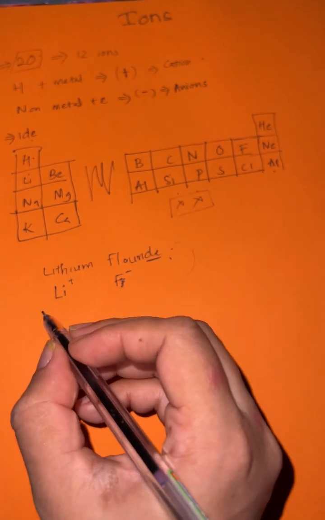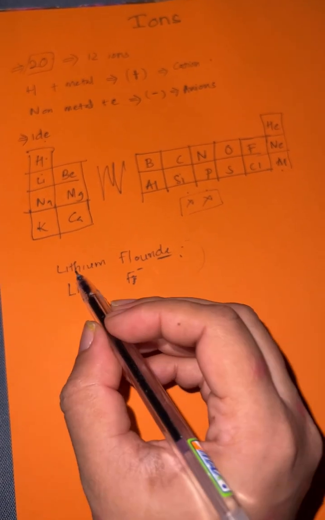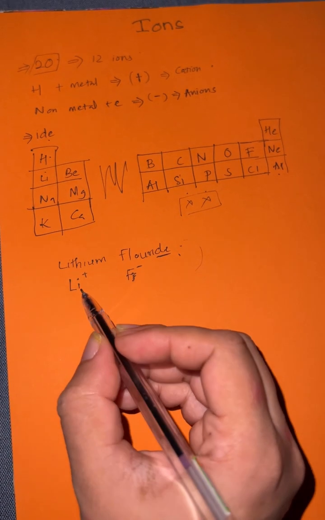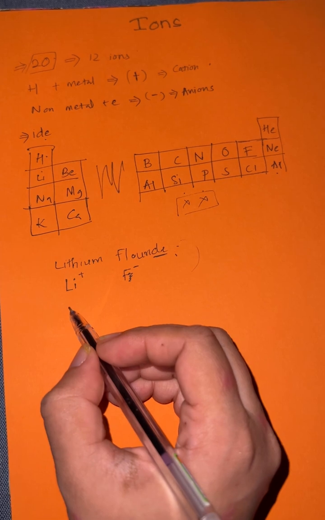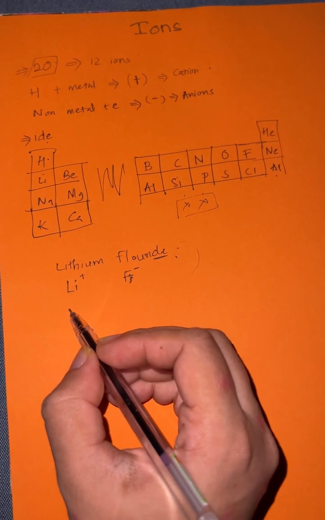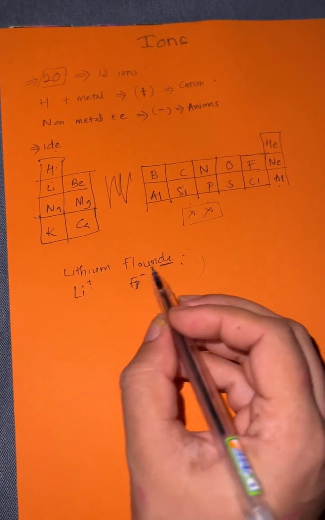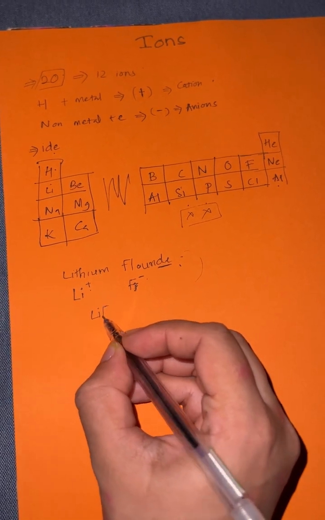You always need to remember one thing: the overall charge should be 0. There is only one charge here and one charge here, 1 plus and 1 minus, so we can write lithium fluoride.